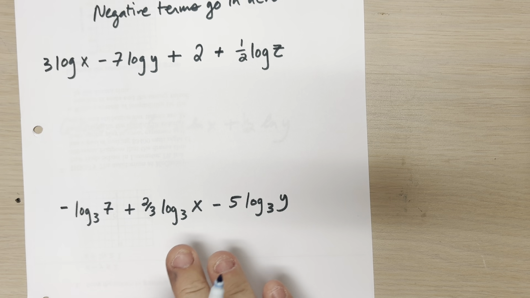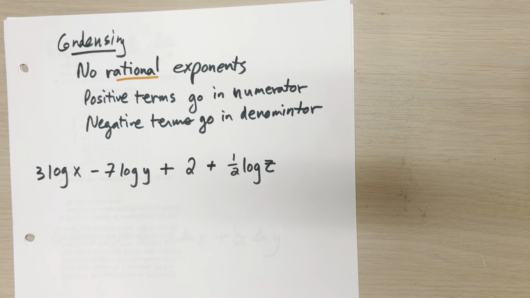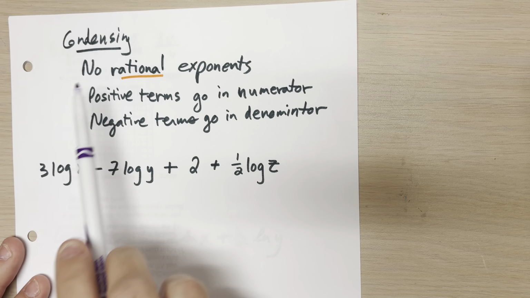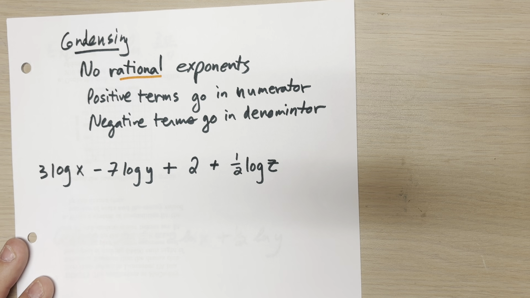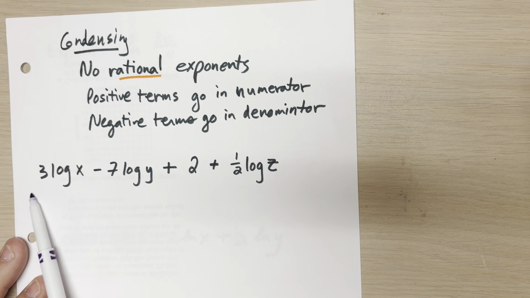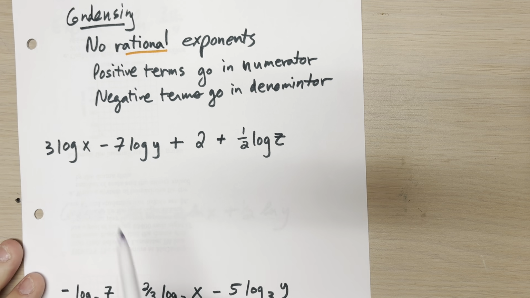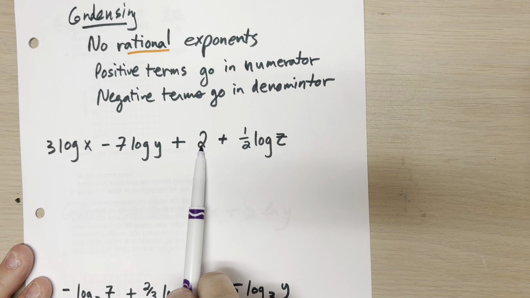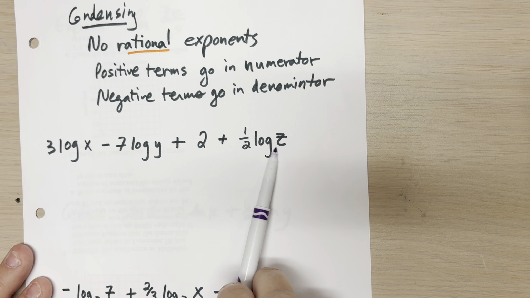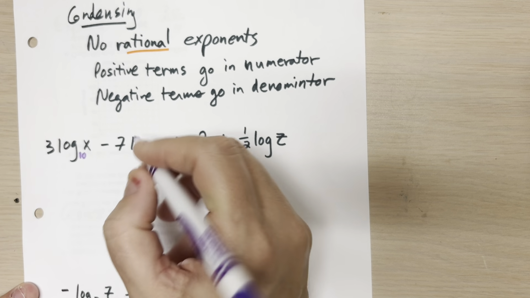We can also go the other way where we have things spread out and we can condense it to the smallest thing that we can. So when we're condensing, we can't have any rational exponents in our answer, so we'd have to convert those to radicals. Positive terms in our expression are going to go up to the numerator on top. Negative terms will go to the bottom in the denominator. I have 3 log x minus 7 log y plus 2 plus 1/2 log z. Now remember, if they don't give you a base with log, it's assumed 10.